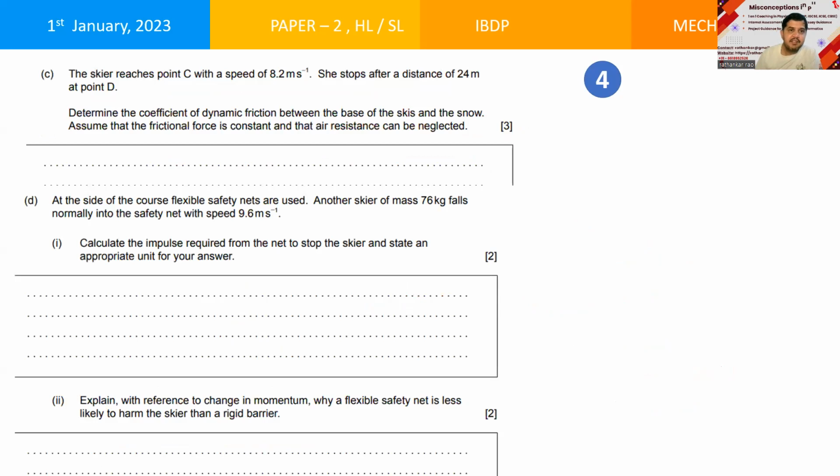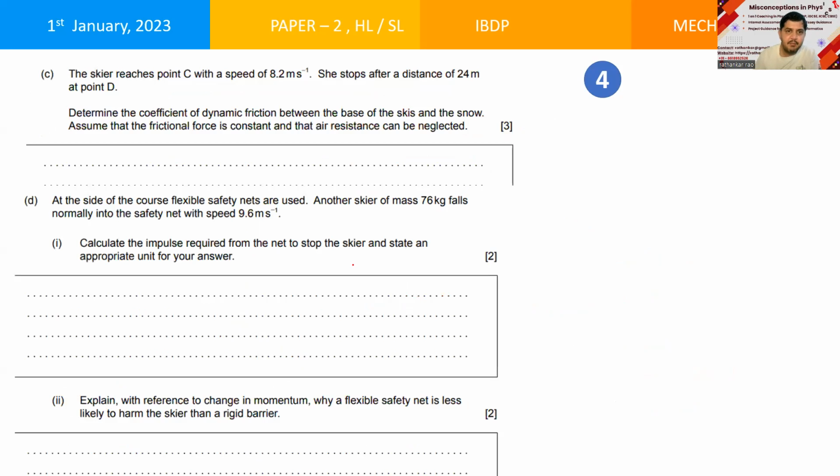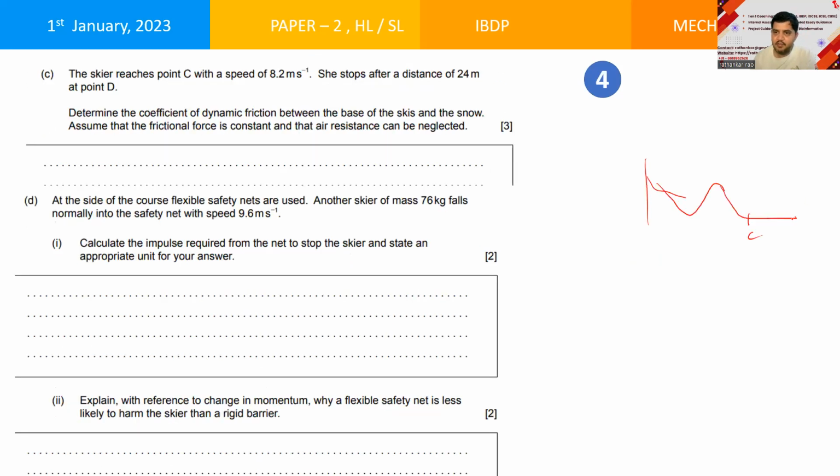Right. The skier reaches the point C with a speed of 8.2 meters per second. Where is the point C? Let me go back. Point C is at this point. Which is this point? Horizontal. Okay. Point C at 8.2 meters per second. She stops after a distance of 24 meters at point D. Okay, so you get like this. And then this is point C and this is your point D. So she stops at point D.